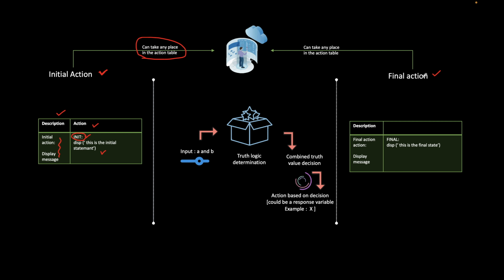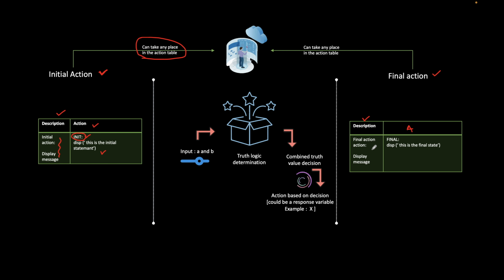Next is the final action. The final action takes place at the end of execution of all the actions. So when all the actions are completed, at that moment your final action will take place. The syntax will be somewhat similar. It will be like the description, and you also need to keep the actions that you want to perform.